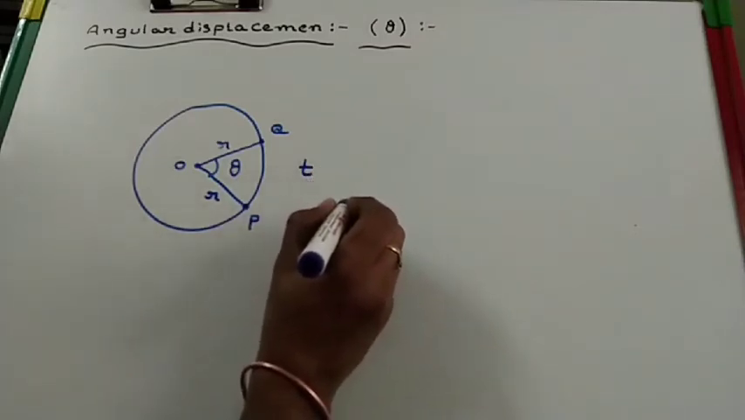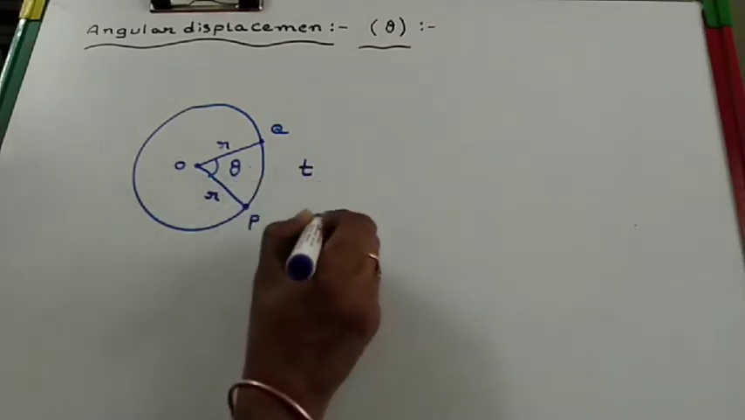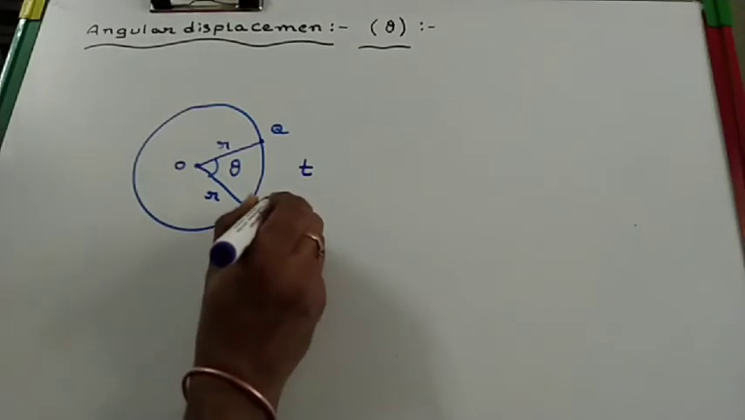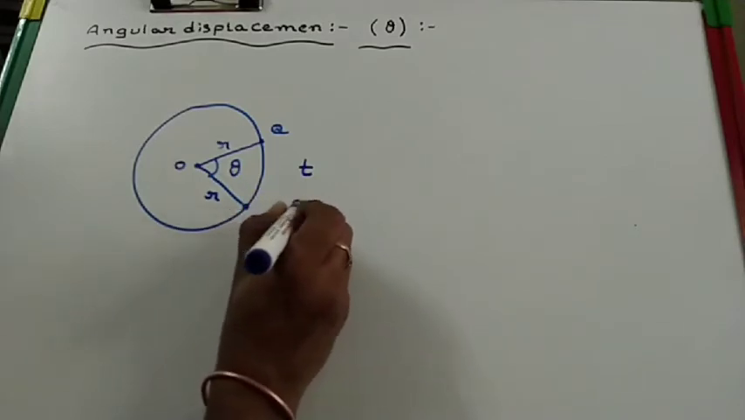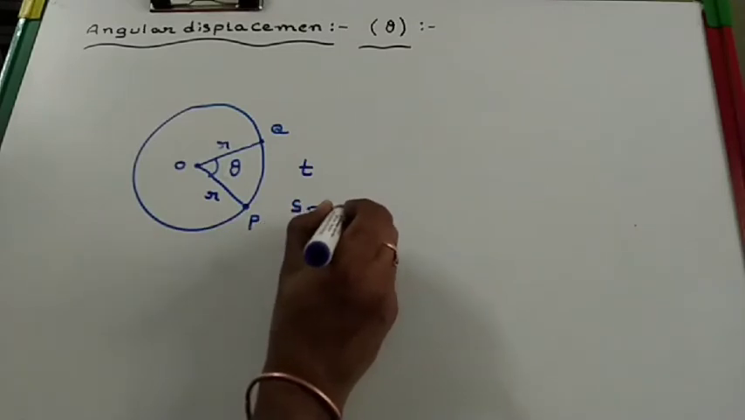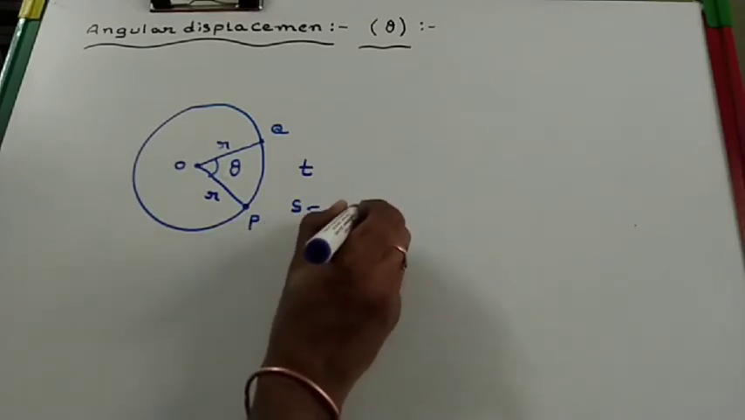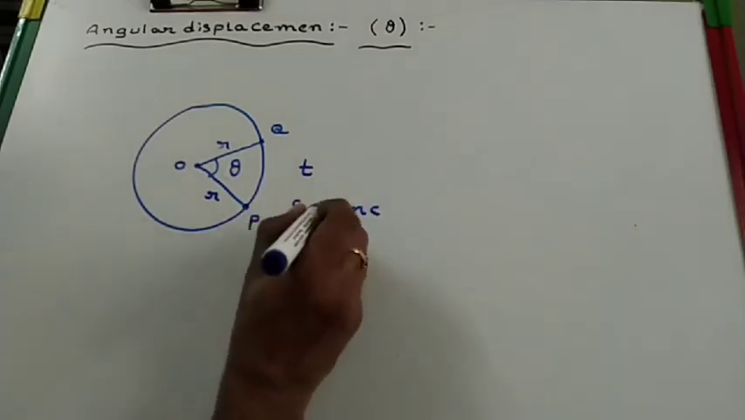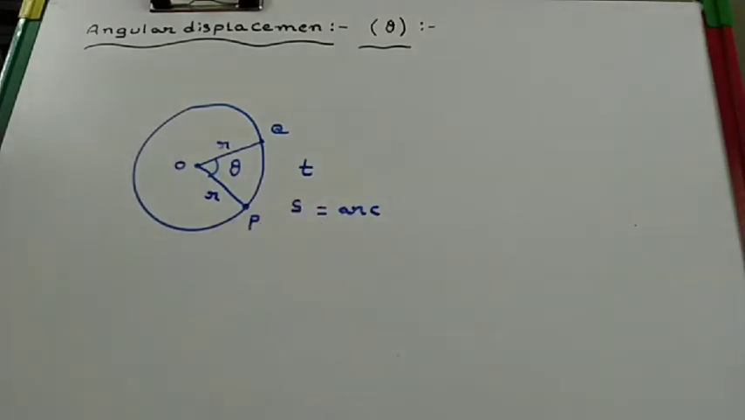So PQ is considered as S. That S is equal to arc. Think like that. Now go for elaboration discussion.